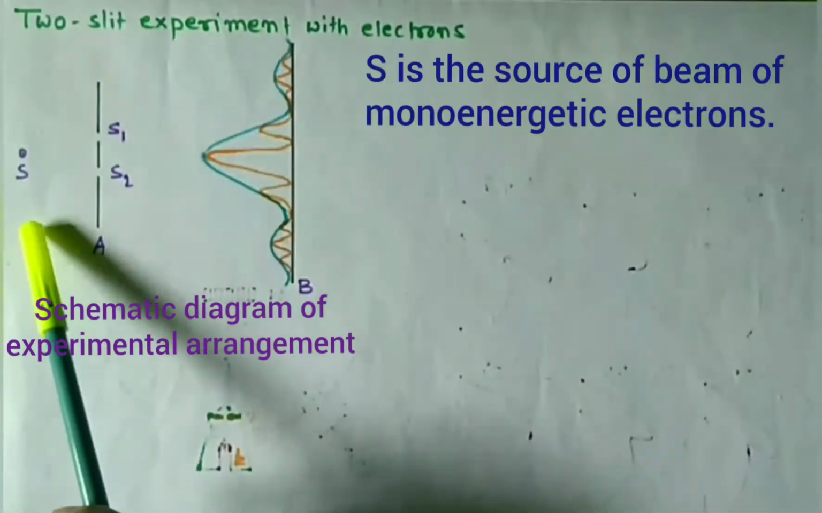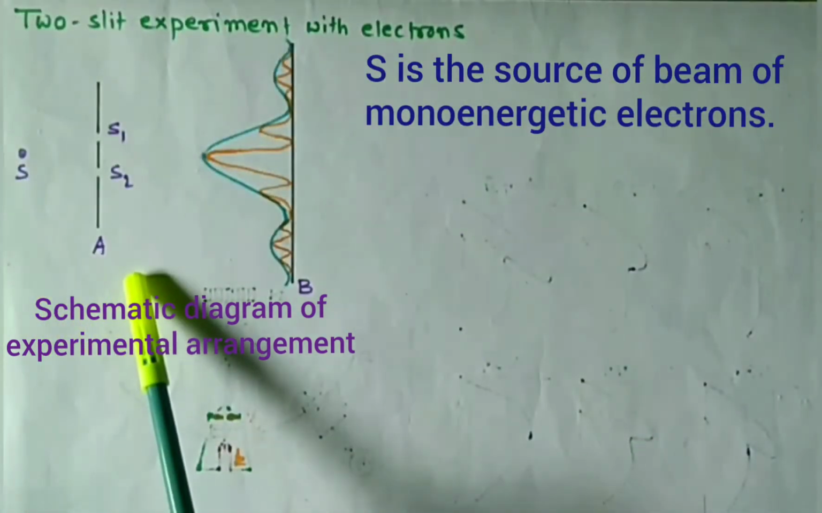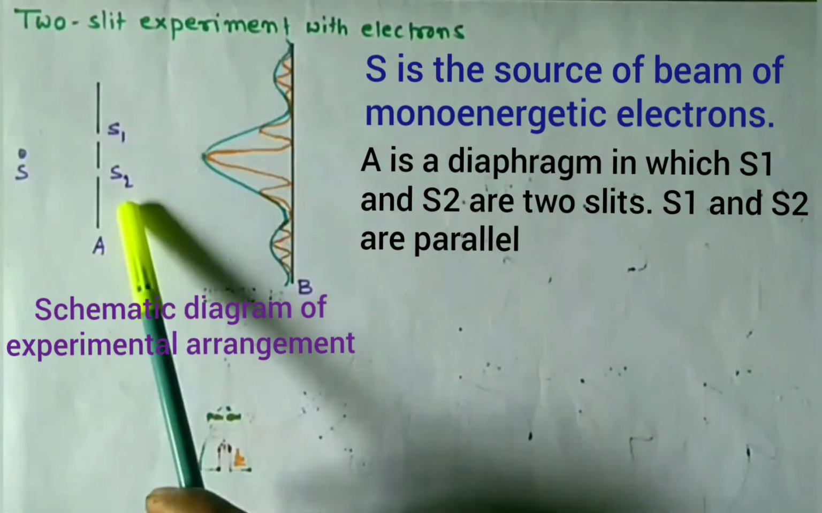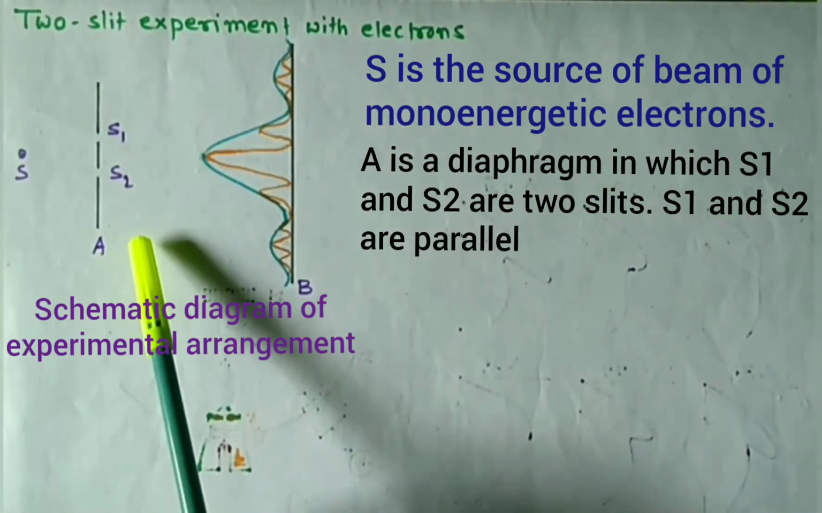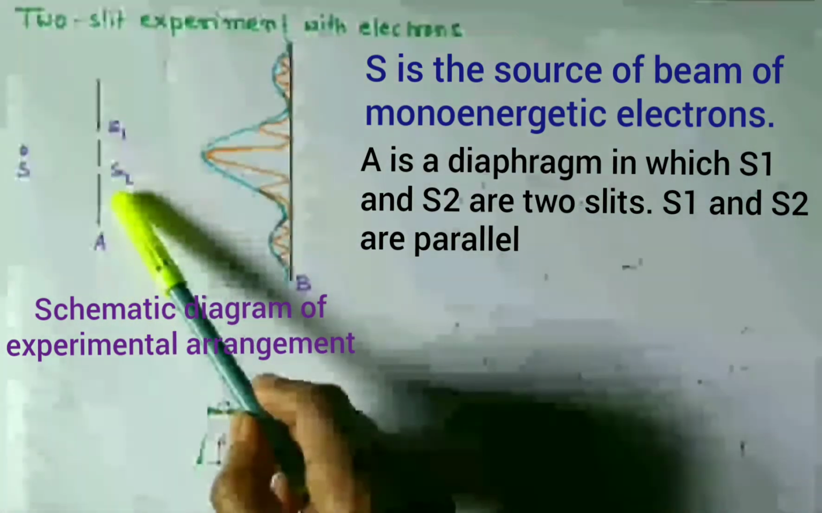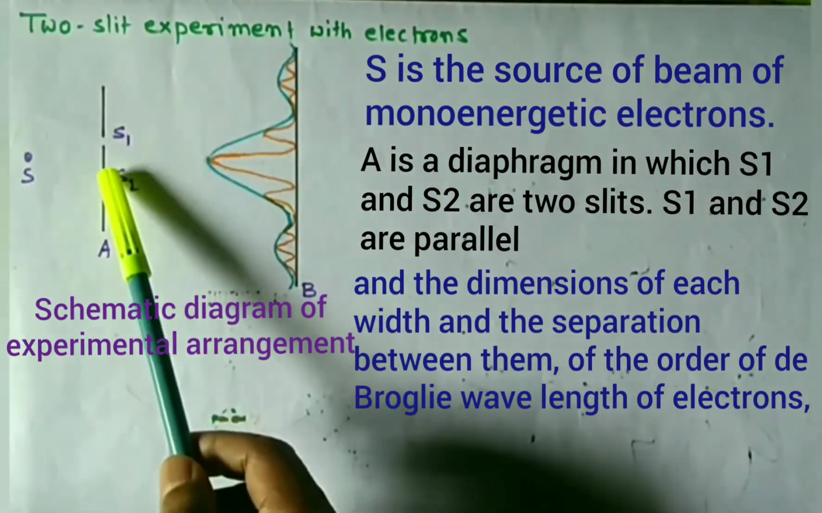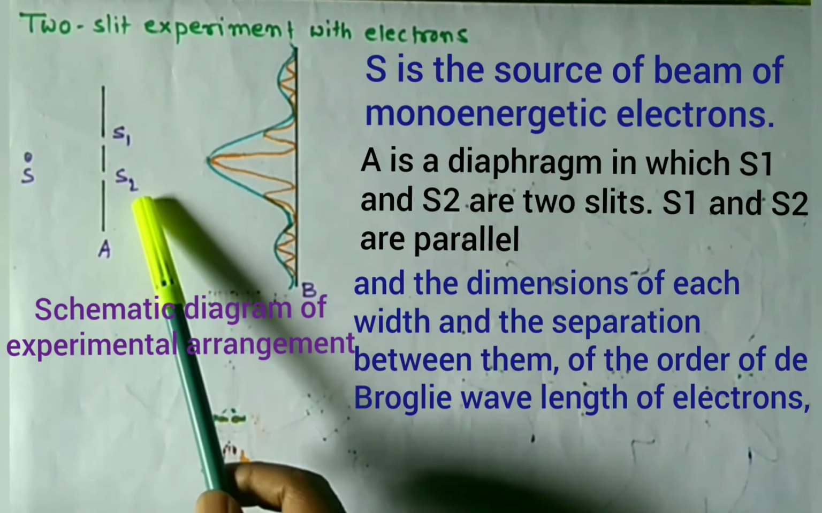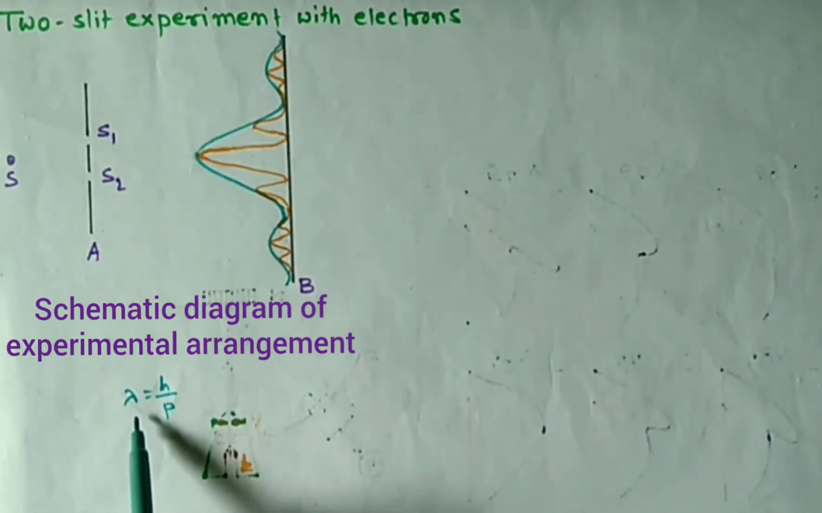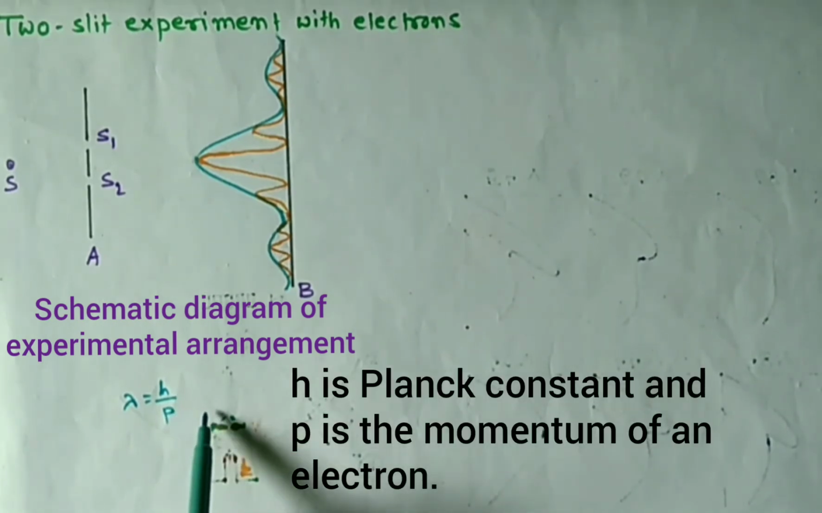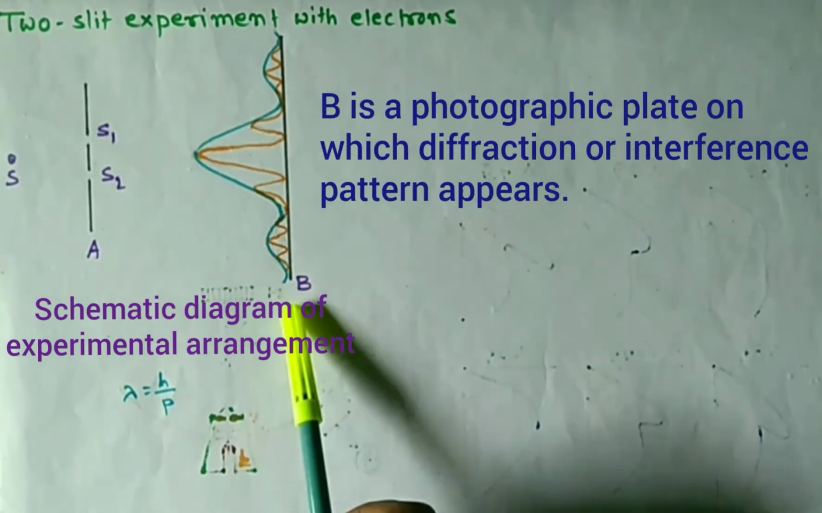Here S is a source of a beam of monoenergetic electrons. A is a diaphragm in which S1 and S2 are two slits. S1 and S2 are parallel, and the width of each and the separation distance between them are of the order of the de Broglie wavelength of electrons, that is lambda equal to h by p, where h is Planck's constant and p is the momentum of an electron. B is a photographic plate on which the diffraction or interference pattern appears.